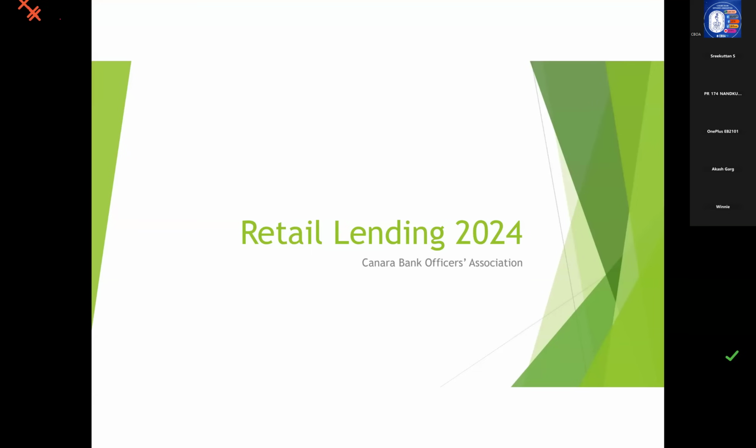So yesterday we just touched upon the basic principles and the basic policies with regard to retail lending, and the newly introduced schemes which came into force from this year, and the modifications effected from this year onwards. Two schemes, that is Home Loan Plus and Canara Mortgage, we have touched upon. So today we are continuing with the products, so that we will complete the major products.